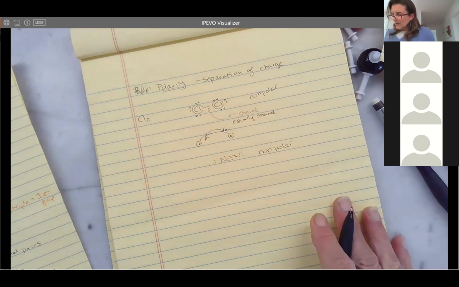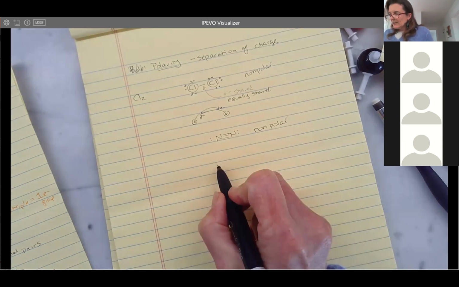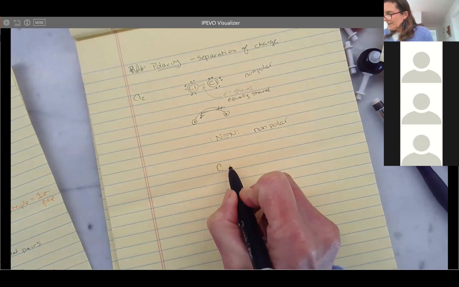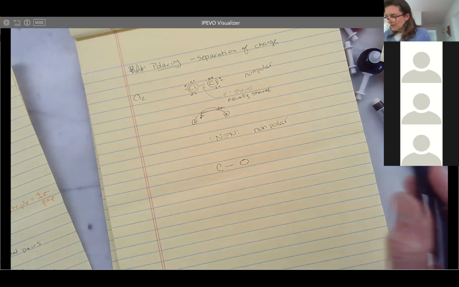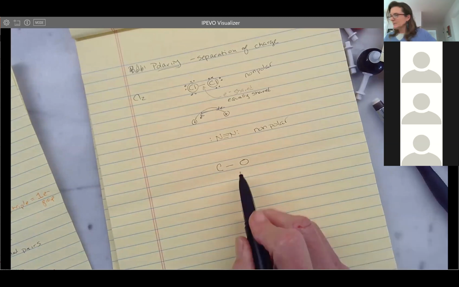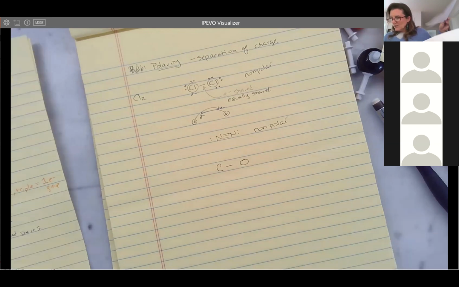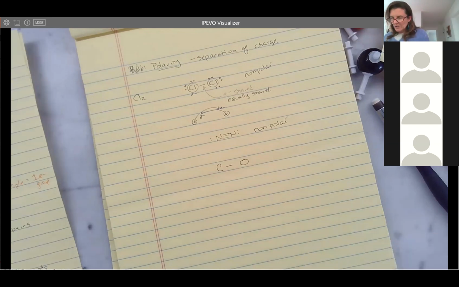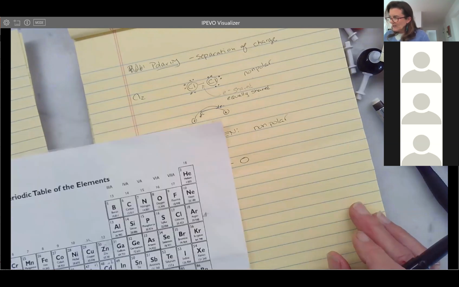Now imagine that instead of a bond between chlorine and chlorine, we have a bond between carbon and oxygen. We won't pay attention to the rest of what's going on, we're just focusing on the bond between the carbon and the oxygen. Carbon and oxygen have different abilities to pull electrons from each other, and that's called electronegativity.